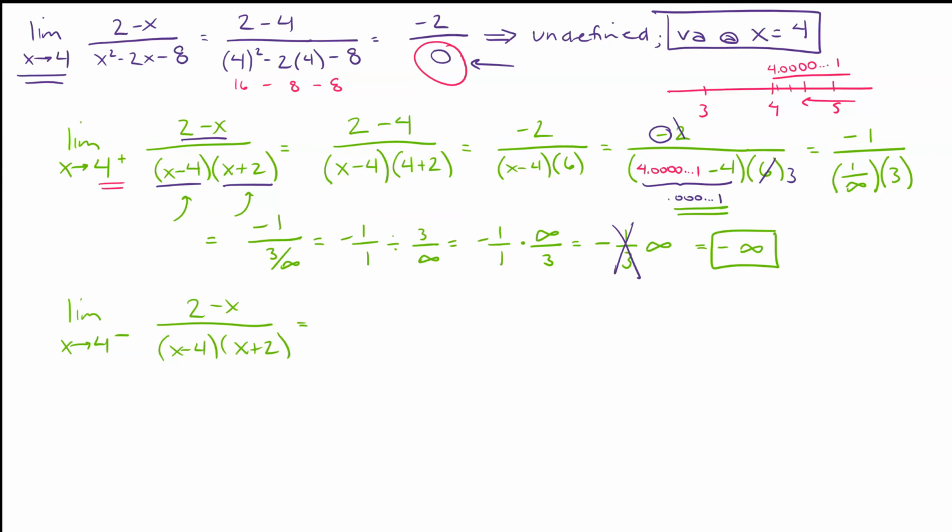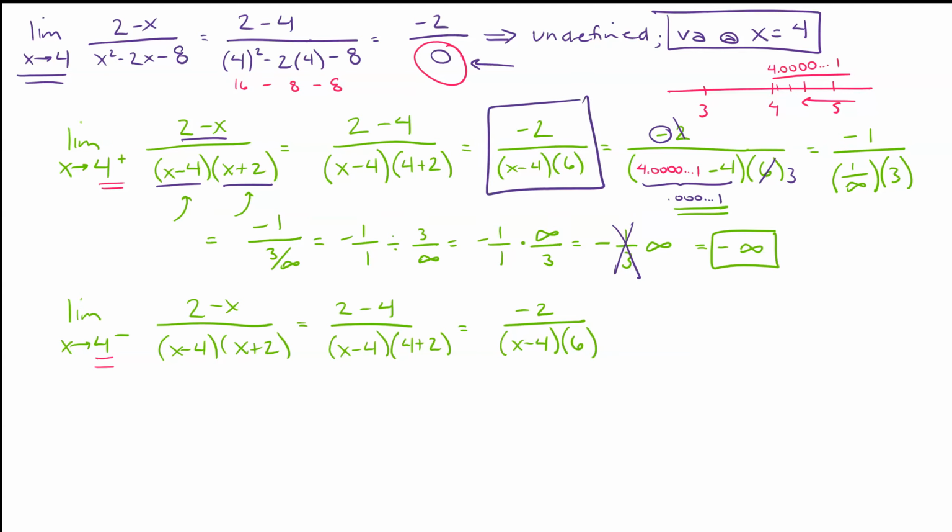We're going to go ahead and substitute in the 4 for any value that doesn't mess up the function. And we know how that goes. We go 2 minus 4 over, we can't plug into the x minus 4, but we can plug into the x plus 2. So we get negative 2 over x minus 4 times 6. And when you're evaluating an undefined limit, there's no need to redo that substitution math every time. You can go ahead and start here when you're evaluating your second limit. Now we're going to look again at our number line.